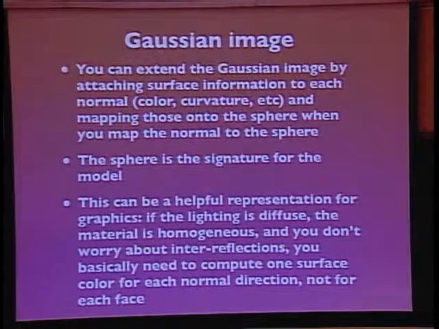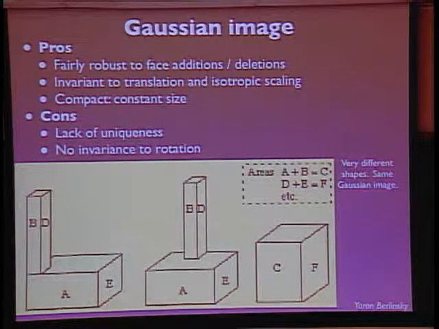So you can extend this. It's actually called the extended Gaussian image, where you attach surface information to each one of those surface normals. So if a face on the object is red, then you color the extended Gaussian image sphere red at that corresponding location where the surface normal points to. And so this sphere is then a kind of a sphere-shaped signature for the object model. It can be a helpful representation for graphics because it helps you with rendering and you can read why. It tends to be fairly robust. It's invariant to translation and scaling because that doesn't change the directions of normals, and it's compact. But again, we have this thing that there's no guarantee of uniqueness.